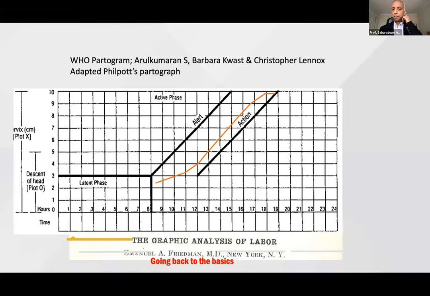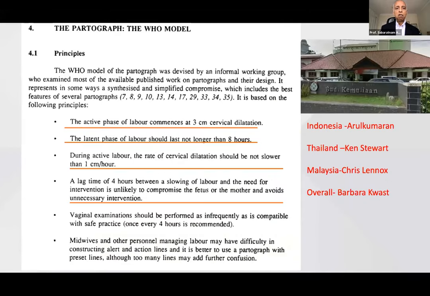This study protocol was written by myself, Barbara Kwast, who was a midwife who worked with Philpott in Zimbabwe and then later worked in the WHO, and Christopher Lennox, who is from Papua New Guinea. So we adapted Philpott's partograph, but had the Friedman curves as the baseline. And we decided to fix the latent phase at 8 hours, then the alert line at 1 centimeter per hour, and the action line 4 hours to the right. So this was popularized. In addition, we had descent of the fetal head, fetal heart rate, oxytocin, and so on added together. The model was applied in Indonesia, Thailand, and Malaysia, and we studied nearly 25,000 women.